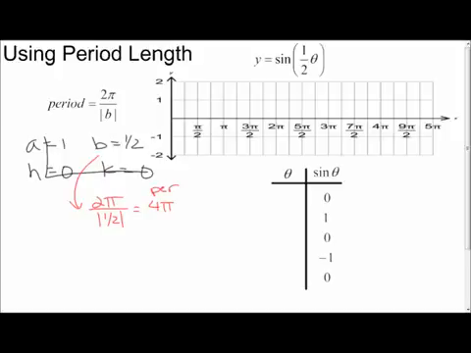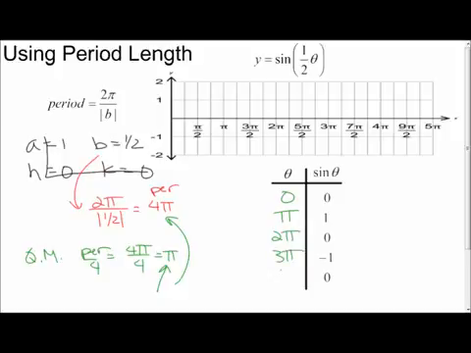Okay? Now if the period is 4 pi, the quarter markers, for lack of a better word, can always be found by the period divided by 4. So that's 4 pi over 4, which is pi. That means I'm going to count by pi till I get to 4 pi. So I'll start with 0, pi, 2 pi, 3 pi, 4 pi.